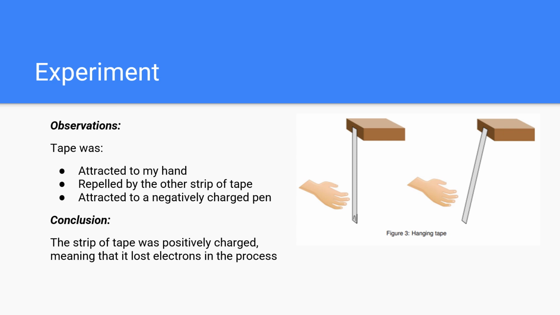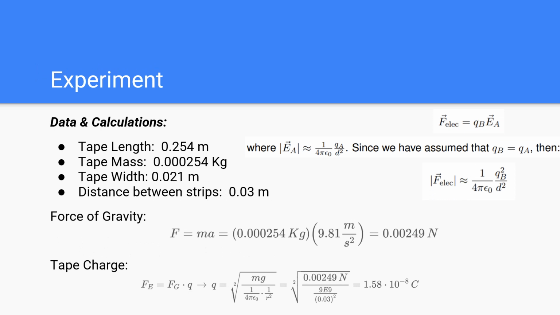I observed that the tape was attracted to my hand, it was repelled by the other strip of tape, and it was attracted to a negatively charged pen. From that, I was able to conclude that the strip was positively charged, meaning that it lost electrons in the process.